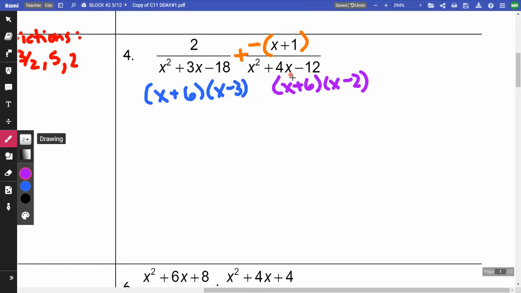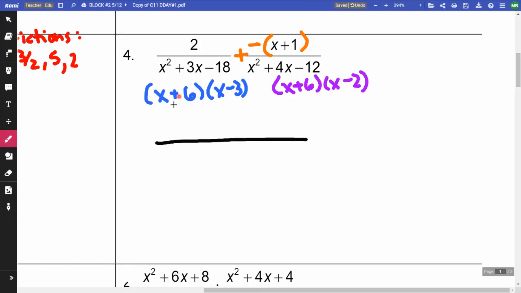So for my common denominator, from my first fraction, I need an x plus 6 and an x minus 3. From the other denominator, I need an x plus 6 and an x minus 2, but I already have the x plus 6. I don't need to list it again. So the thing that I'm missing is that x minus 2. And this is going to be my common denominator.